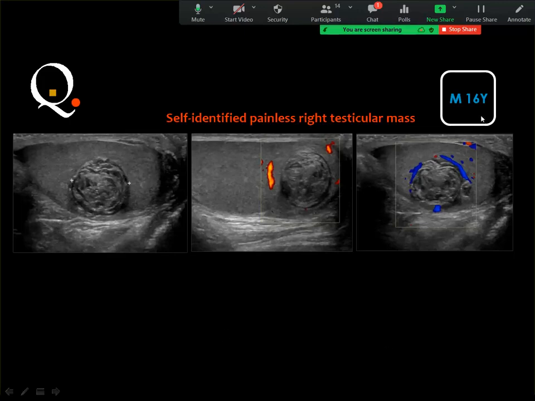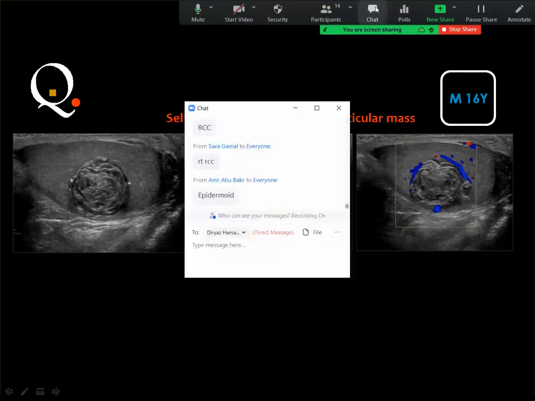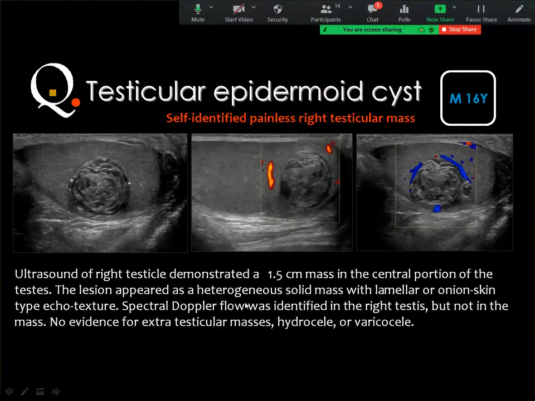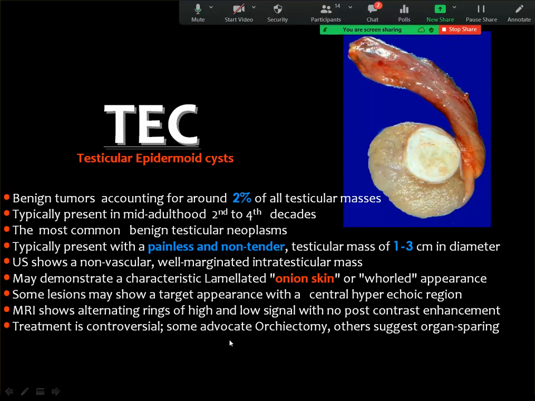The patient is 16 years old with a painless right testicular mass. Yes, right answer. This is a testicular epidermoid, the classic appearance of epidermoid cyst with the characteristic whorly appearance on ultrasound and the absence of internal hypervascularity. The vascularity is around the lesion, not inside the lesion. This is a benign lesion accounting for about 2% of testicular masses, seen in the second to the fourth decade, painless and not tender, in the range of 1 to 3 centimeters in diameter.